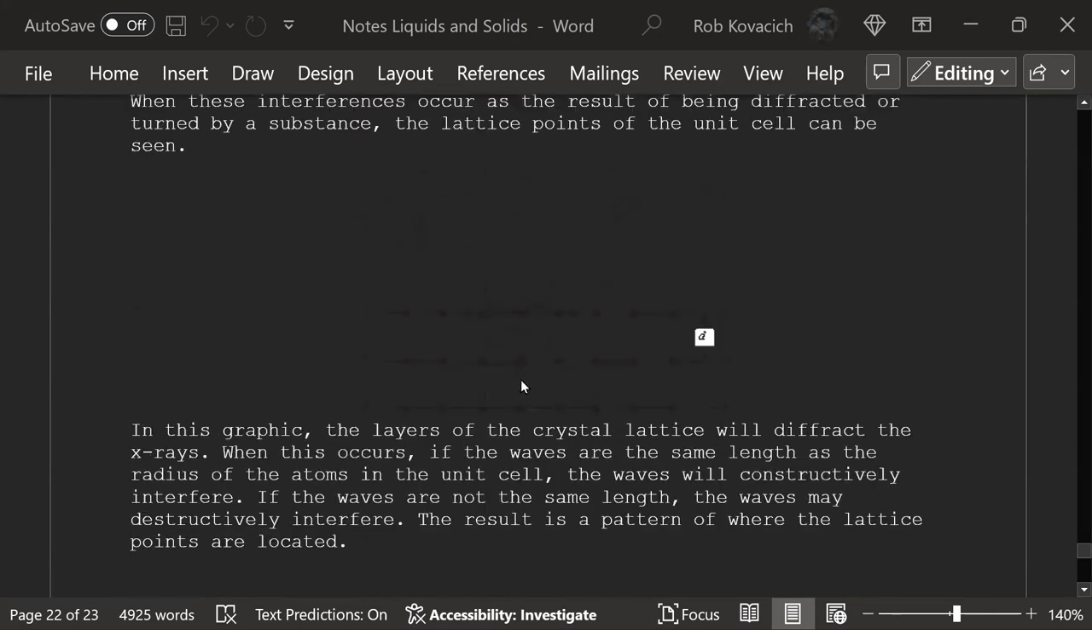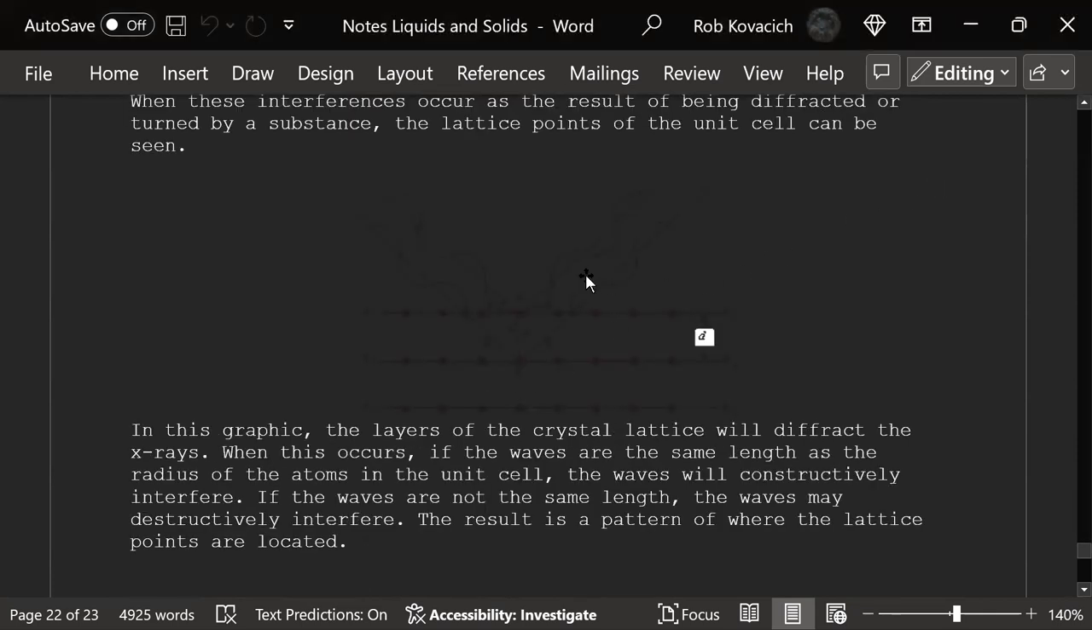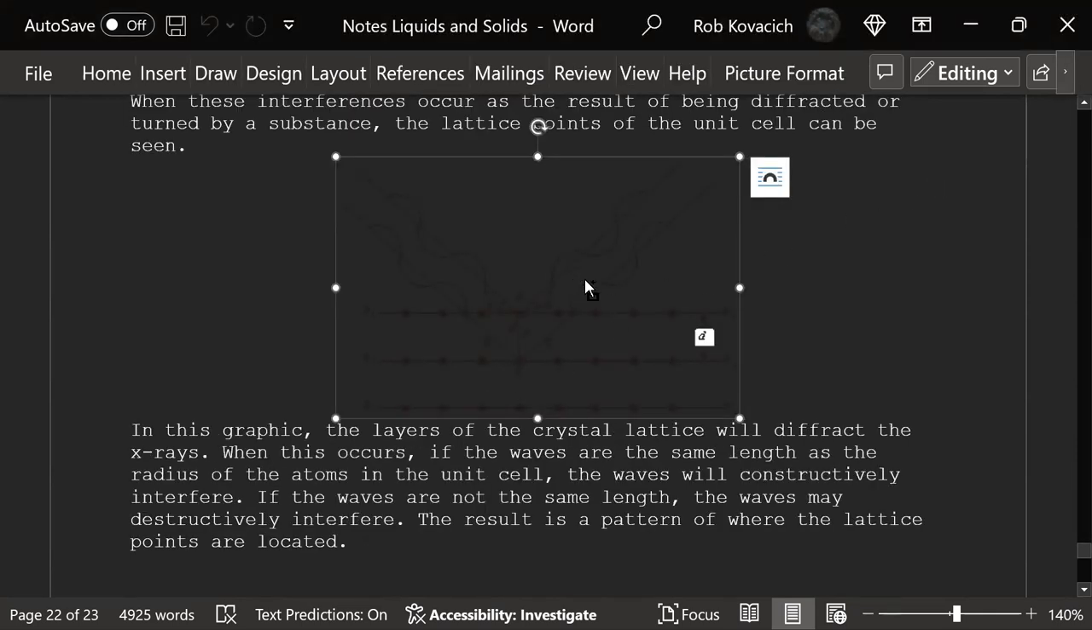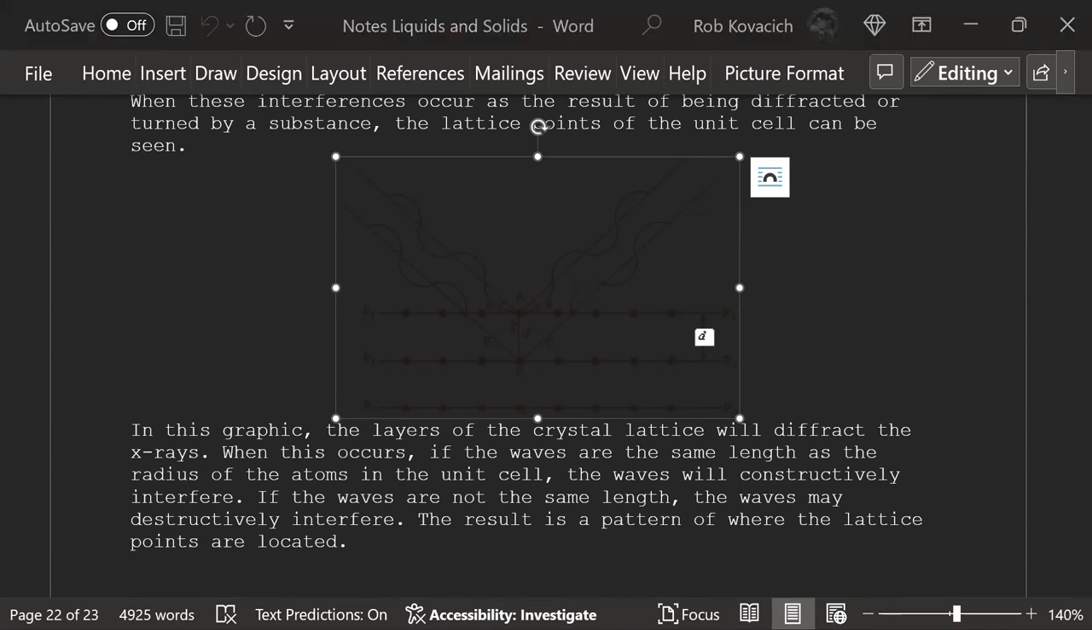All right, oh, you can't see that. That's unfortunate. Copy, just one second. I'll put this in, I don't know, Paint. Oh goodness, that's small. Resize.